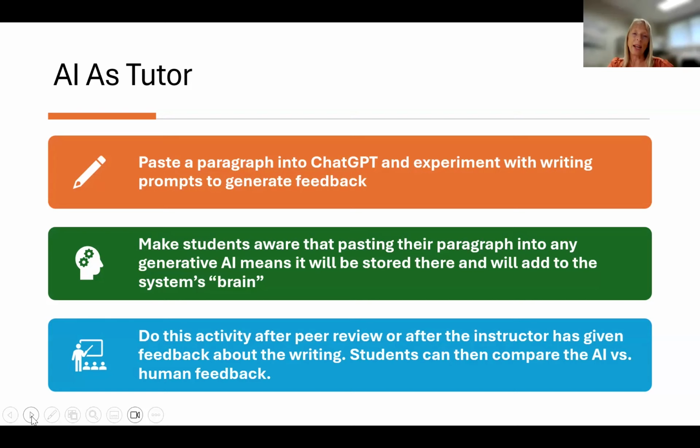So you can ask the AI, you know, evaluate this paragraph for clarity and see what it says, or evaluate this paragraph based on redundancy. How often do I repeat myself? Yes, David.